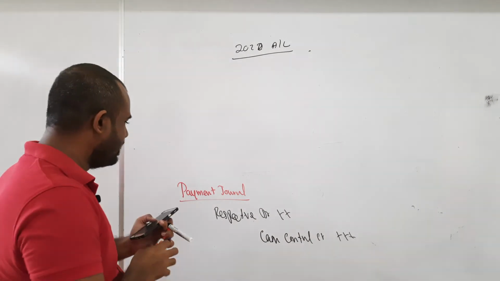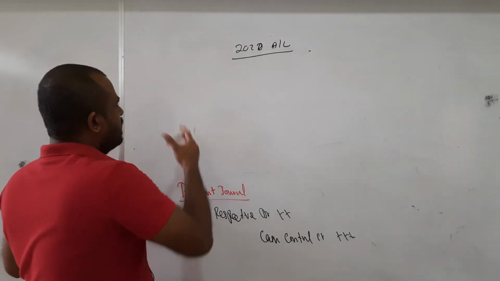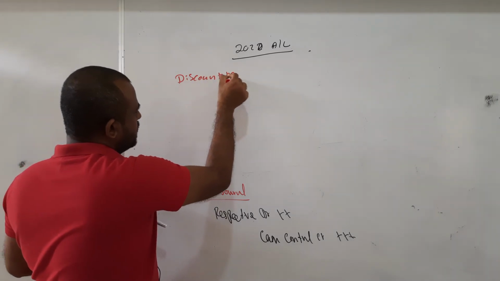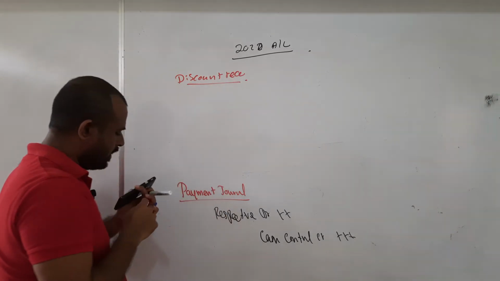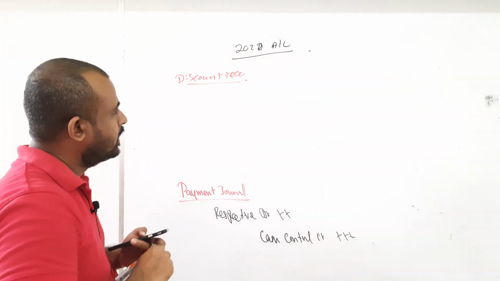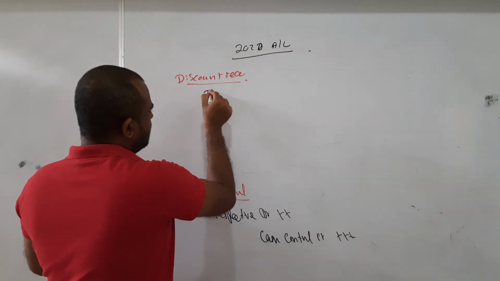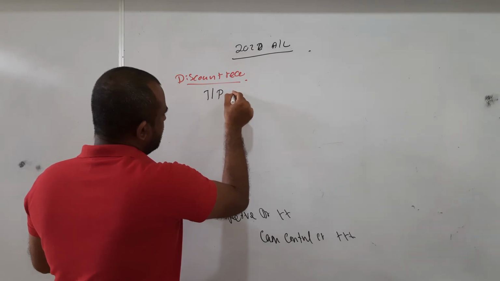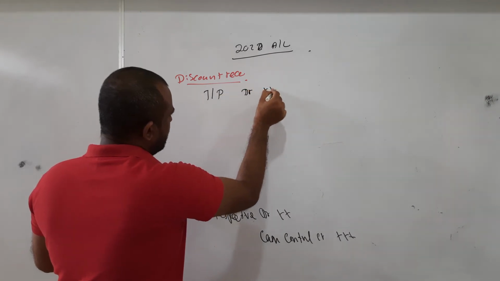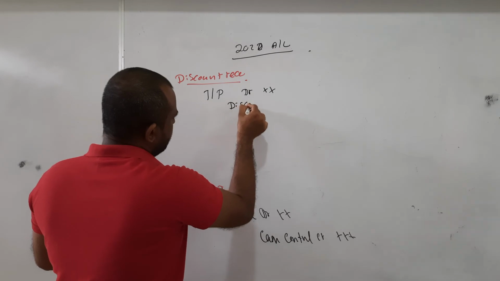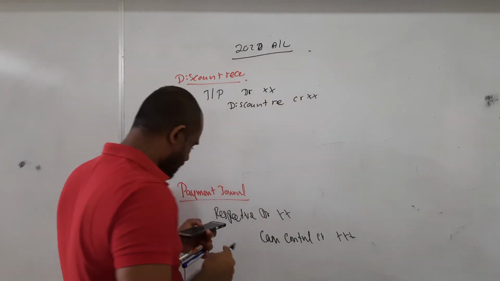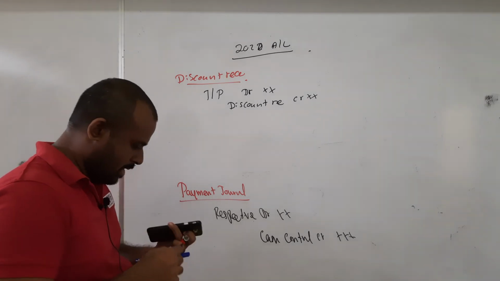That is discount received. What is the double entry for the discount received? Discount received reduces creditors. So the trade payable account will be debited and the discount received account will be credited.